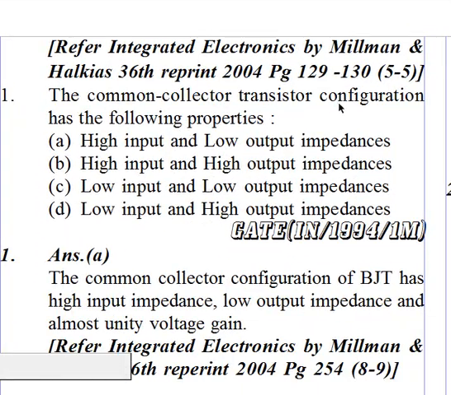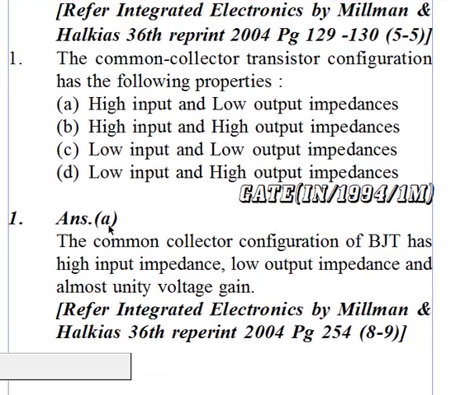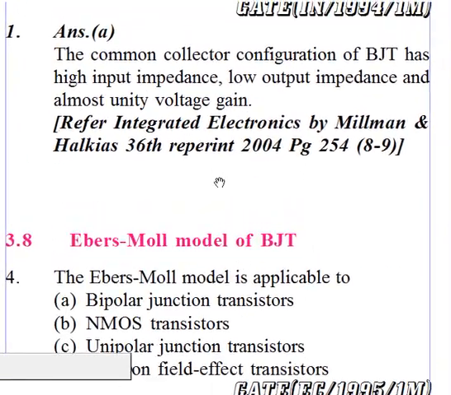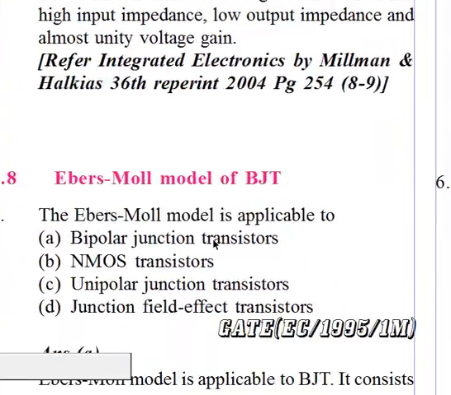Common collector transistor configuration has the following. Common collector, you know, has high input impedance and low output impedance, so that is your answer. That table you need to remember. I am not giving that here again.